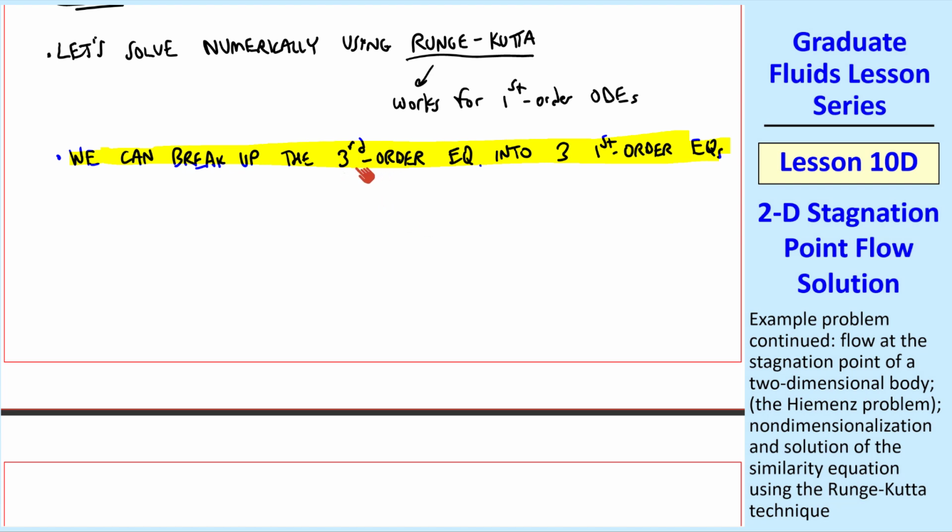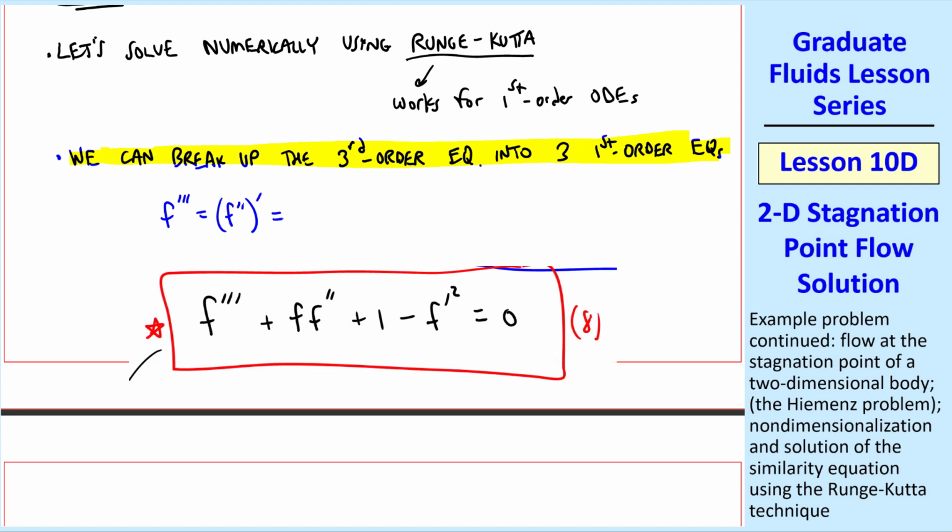You can do this with any order equation. This one happens to be third order. Here's how we do it. We know that f triple prime is f double prime prime, and from our equation above, we put f triple prime on the left and everything else on the right.